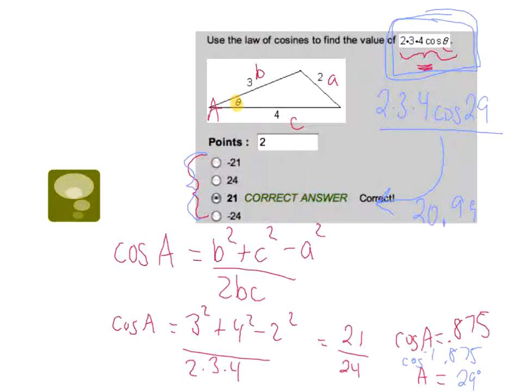Can I get a smiley if you got that in your calculator? Make sure we're in degree mode. Okay, great. So I hope that you're feeling a little more confident, a little more comfortable. So that is how we use the law of cosines.